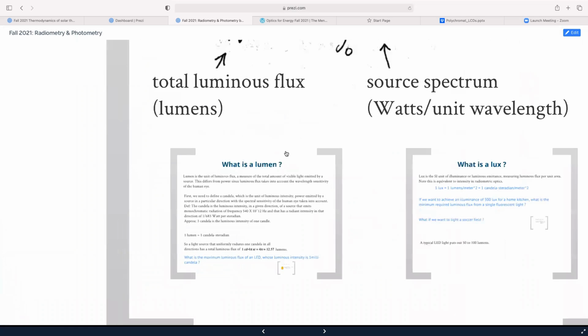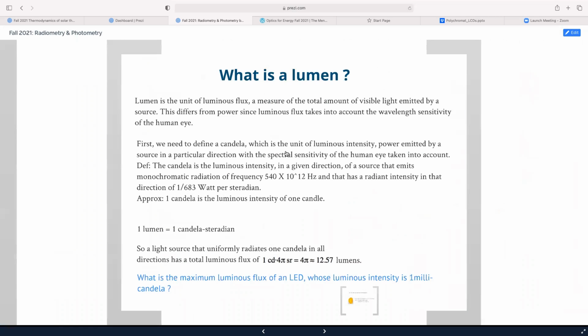Okay, now what is a lumen? A lumen is just a unit, so we have to define it. It's like a meter or watts or whatever, right? So it's defined by some standards authority. It's the unit of luminous flux. It's a measure of the total amount of visible light emitted by a source, but of course, it needs to be more precise than that. This differs from the power since luminous flux takes into account the wavelength sensitivity of the human eye.